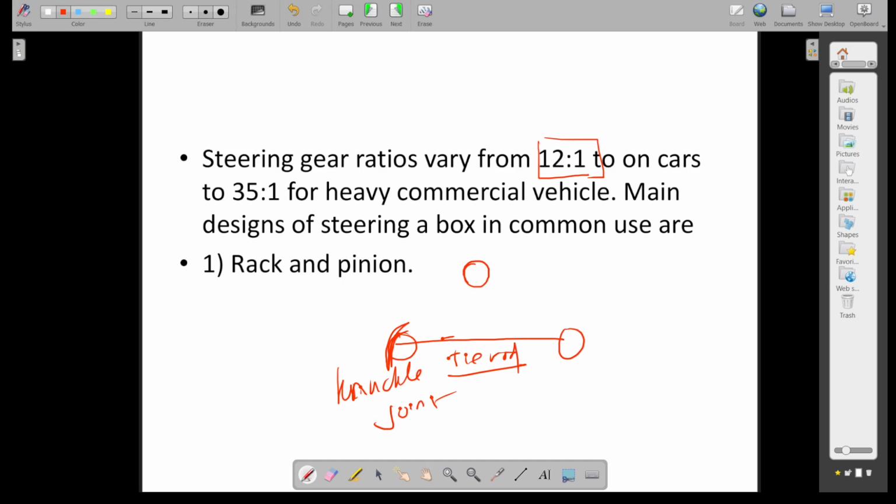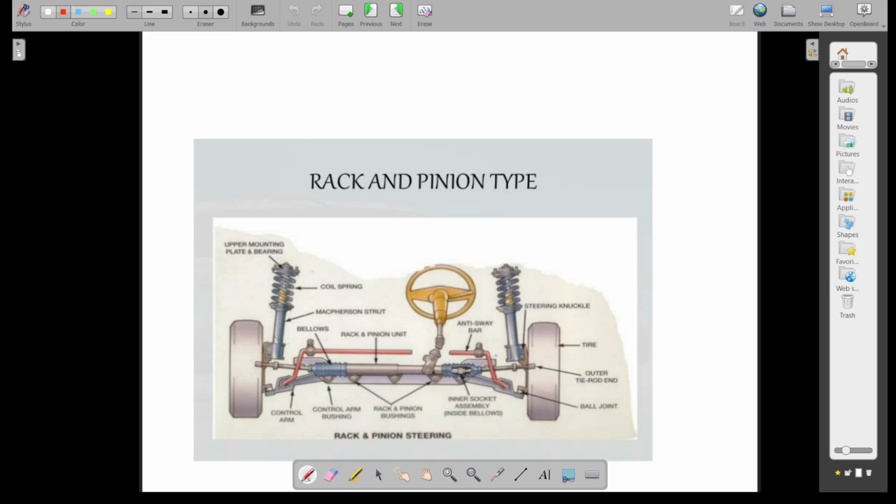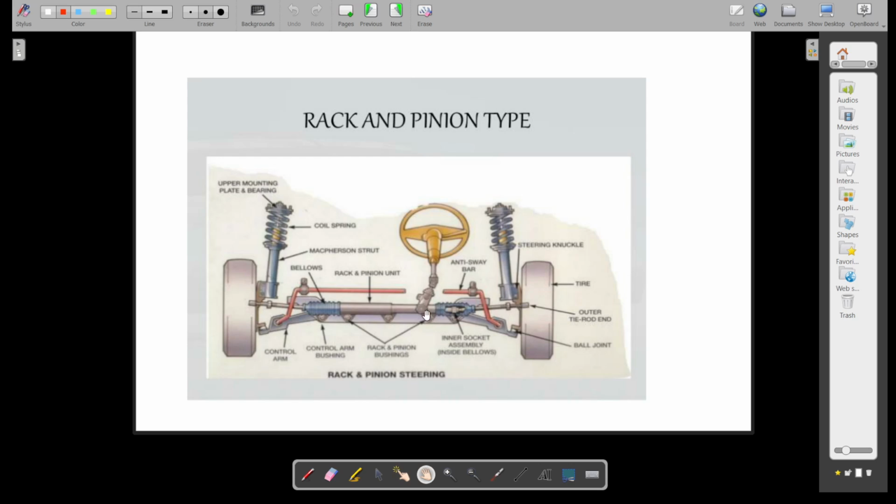The very first mechanism here is the rack and pinion arrangement. In the rack and pinion arrangement, you can see there is a pinion and there is a rack. Again, we have a steering wheel. From the steering wheel, the motion goes to the steering column, and from the steering column it goes to the steering gearbox. The steering gearbox consists of a pinion and a rack.